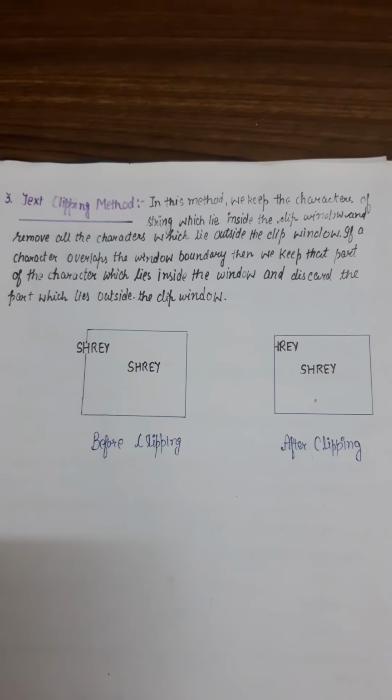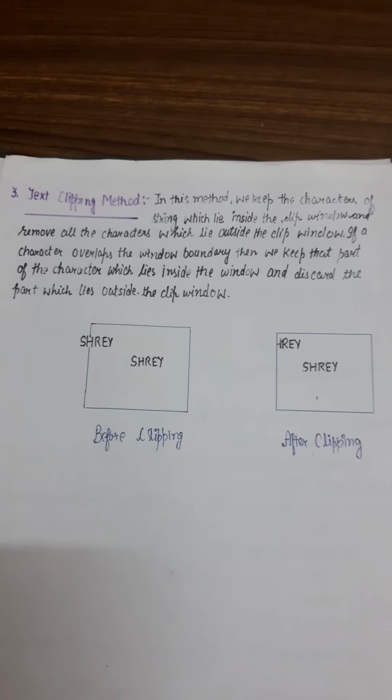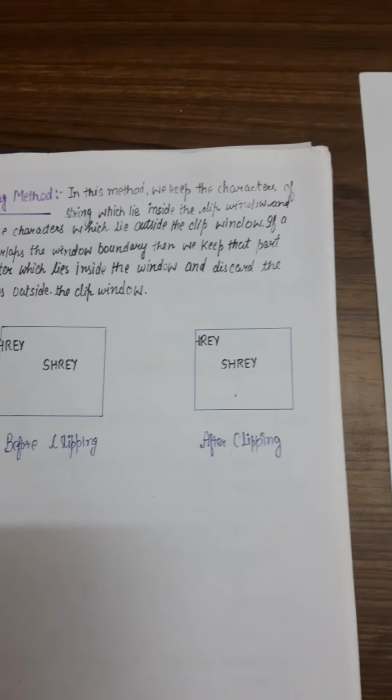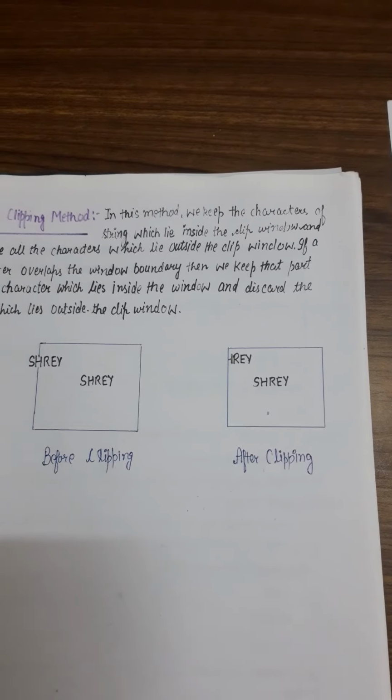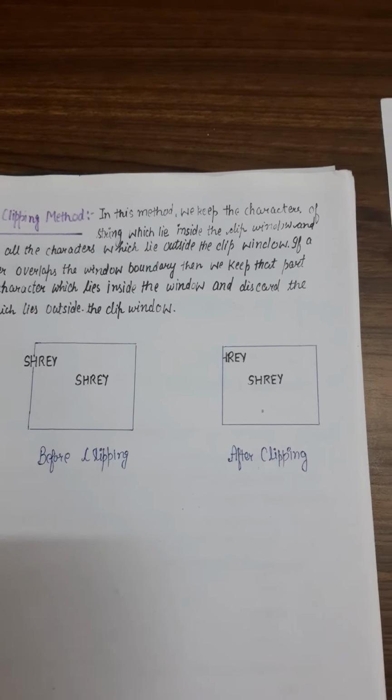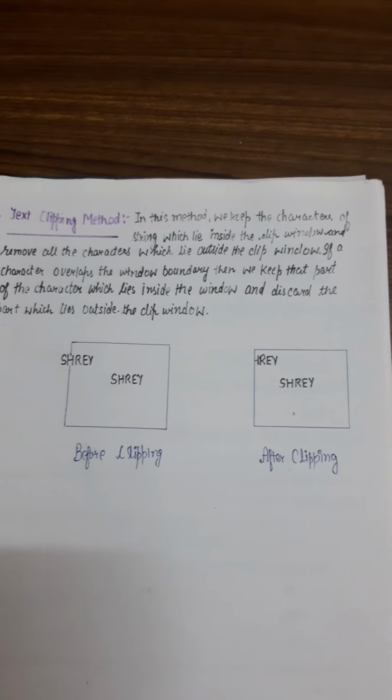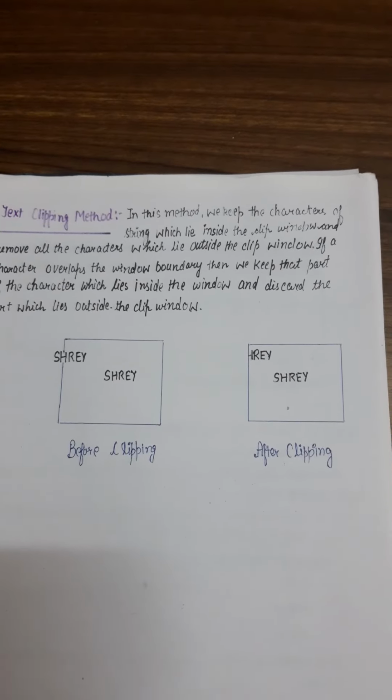According to this method, we have to retain the whole area that is inside the clip window. So after applying the clip window, half the portion of H is retained in the clip window and the portion that was outside the clip window was discarded. So this is all about text clipping. Thank you.